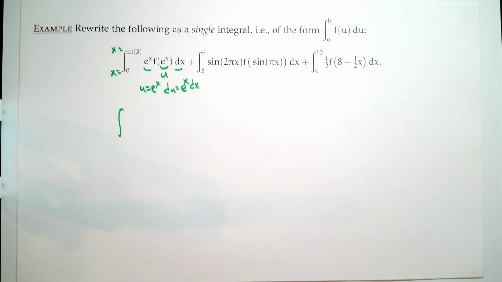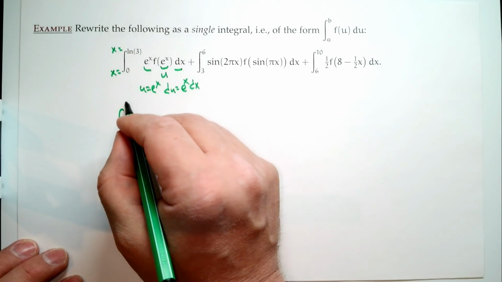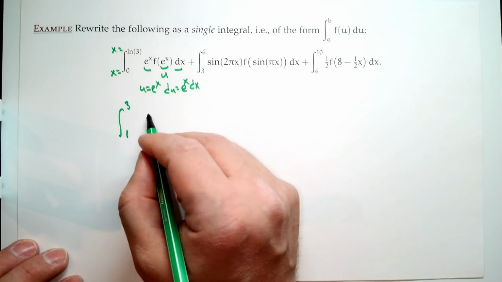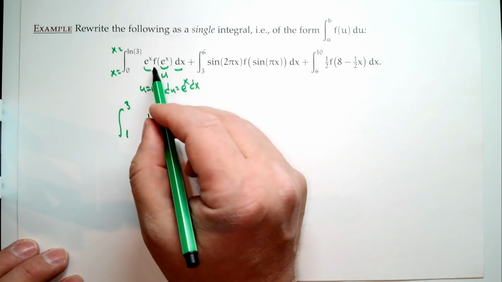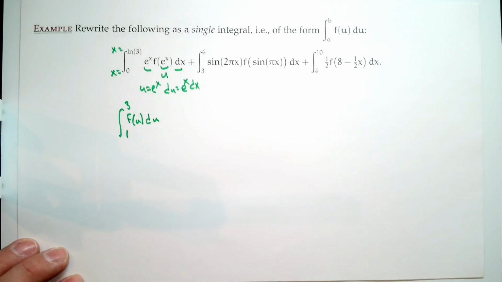So e to the 0 becomes 1. E to the log 3 becomes 3. And now we have e to the x dx becomes du, and then f of e to the x becomes f of the function u. So that's what the first integral becomes. Okay, so that's the first one.